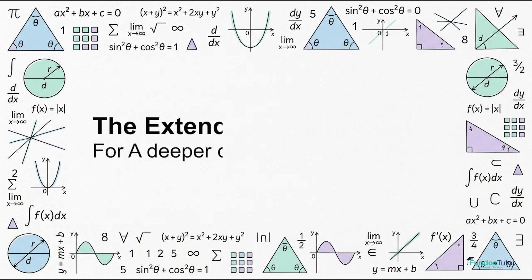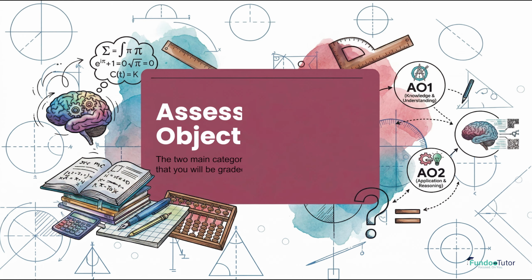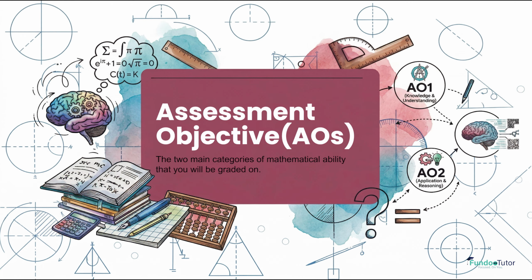So we know the structure of the exams now, but what is Cambridge actually looking for? What skills do you really need to show them to get a great grade? You know, it's not just about getting the right answer, it's about how you get to that answer. Cambridge has a name for these skills. They call them assessment objectives, or AOs for short. Just think of them as the 2 main types of math skills you're being graded on. There are only 2 of them, and really getting the difference between them is a game changer.